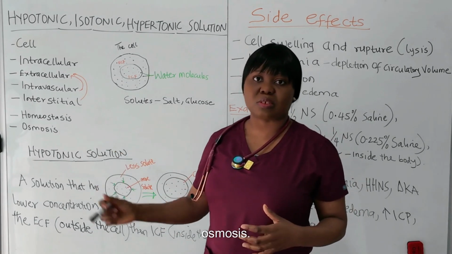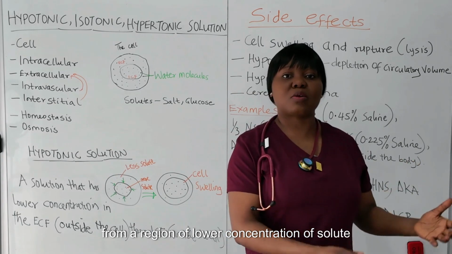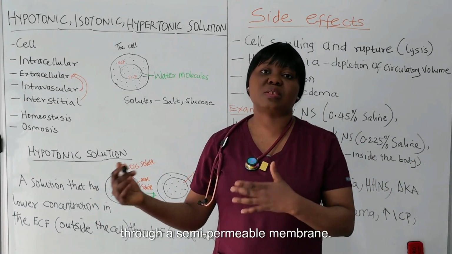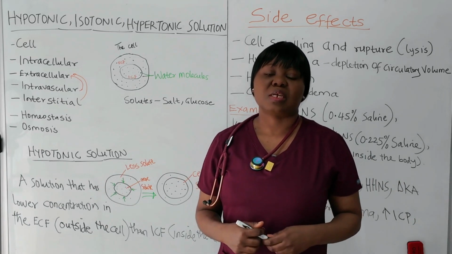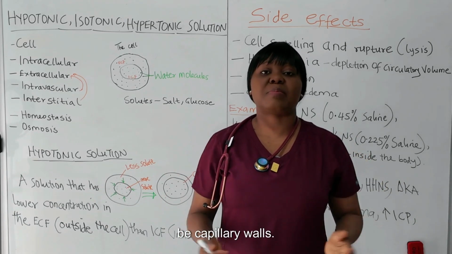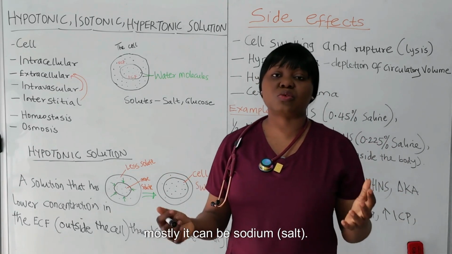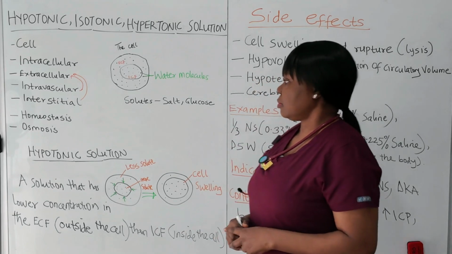Then osmosis. This is the movement of fluids from a region of lower concentration of solute to a region of higher concentration of solute through a semi-permeable membrane. Some of these membranes can be cell membranes. It can also be capillary walls. Then this solute we're talking about, mostly it can be sodium salt. It can also be glucose.